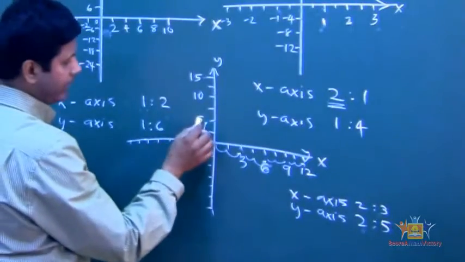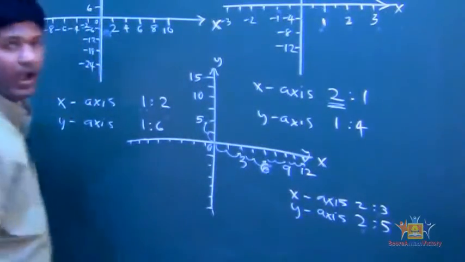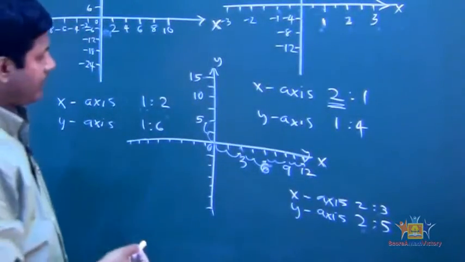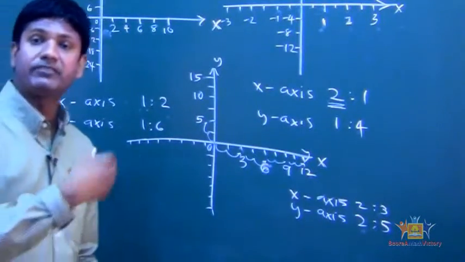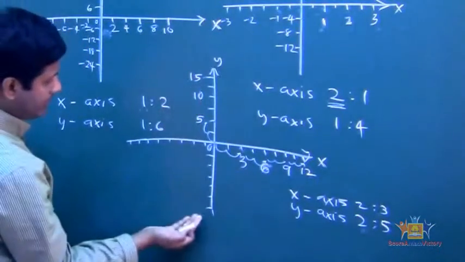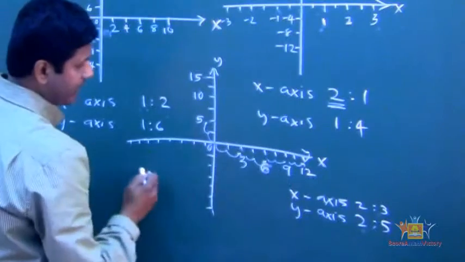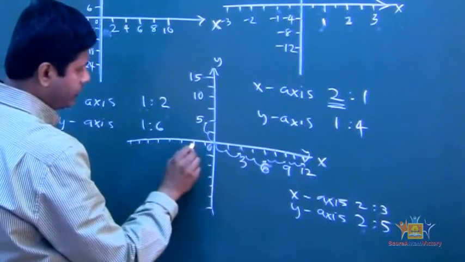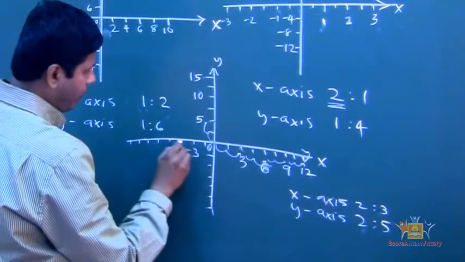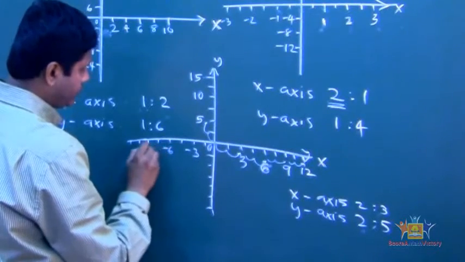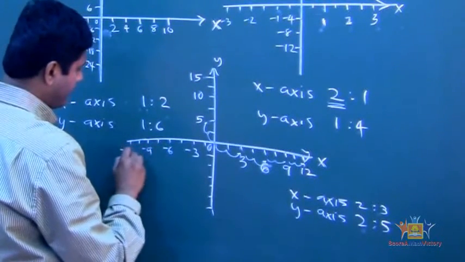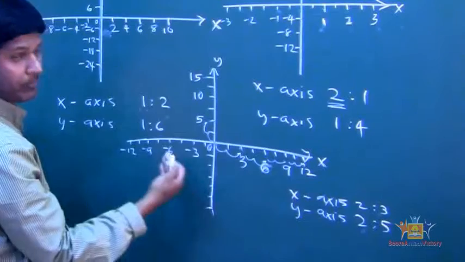Because we're incrementing by how much? 5. 0 plus 5 is 5, 5 plus 5 is 10, 10 plus 5 is 15. I'm going to mirror it down. Let's mirror the x-axis first. That means 1, 2 right here is going to be negative 3, 1, 2 is going to be negative 6, negative 9, negative 12. Mirror it down, except we're going to make it negative.